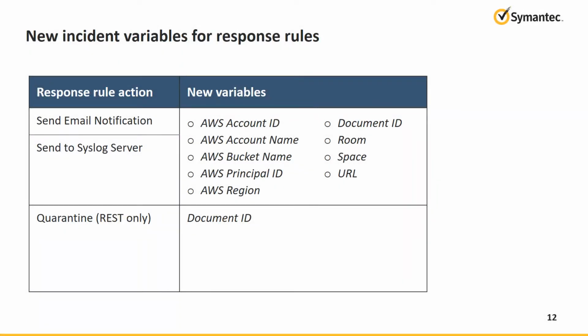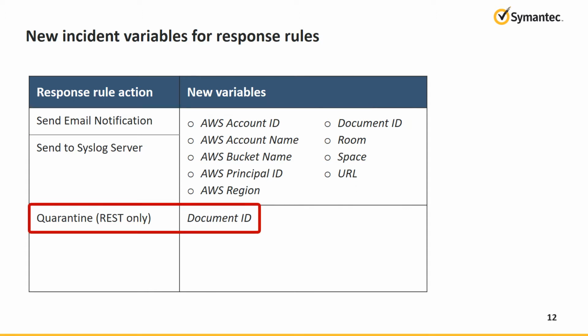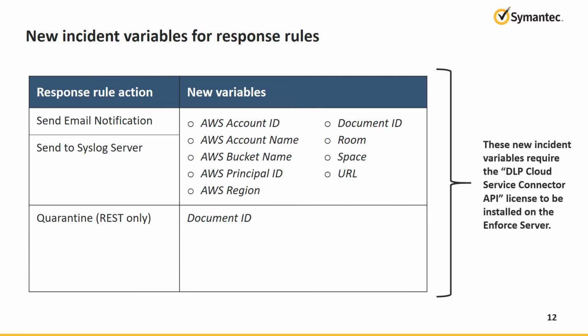Nine new variables have been added for Symantec DLP 15.7 response rule actions. First, new variables related to DLP's Cloud Service Connector API have been added to the variables list for the Send Email Notification and Send to Syslog Server response rule actions. Additionally, the Document ID variable has been added for the Quarantine response rule action for REST incidents only. This variable is not available for the Endpoint Discover Quarantine file and the Network Protect Quarantine file response rule actions. Note that all these new variables require the DLP Cloud Service Connector API license to be installed on the Enforce server.